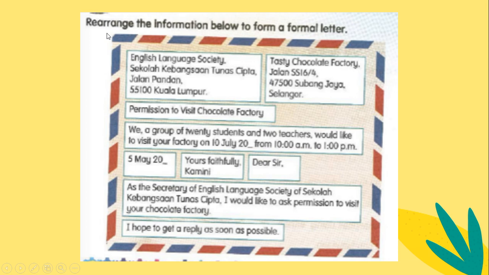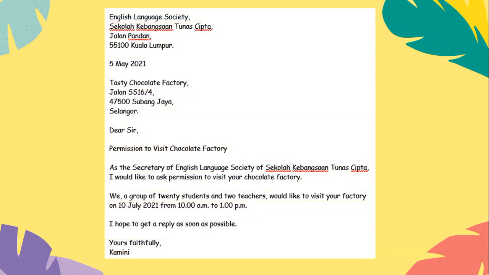So now, let's rearrange them to form a formal letter. Firstly, we need to write, yes, the sender's address. Next one, number 2, the date. Number 3, receiver's address. How about number 4? Yes, salutation. Number 5, the subject or title. Next one, the first content or body. The second content or body. Next one, number 8. And finally, number 9. Alright, well done, everyone. So, when you rewrite them accordingly, you will get this formal letter. Okay? Now, let's move on to the next activity.